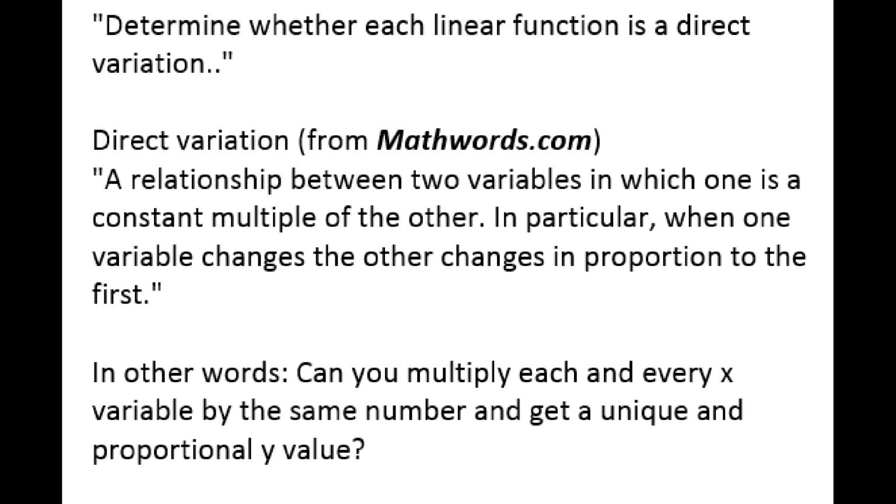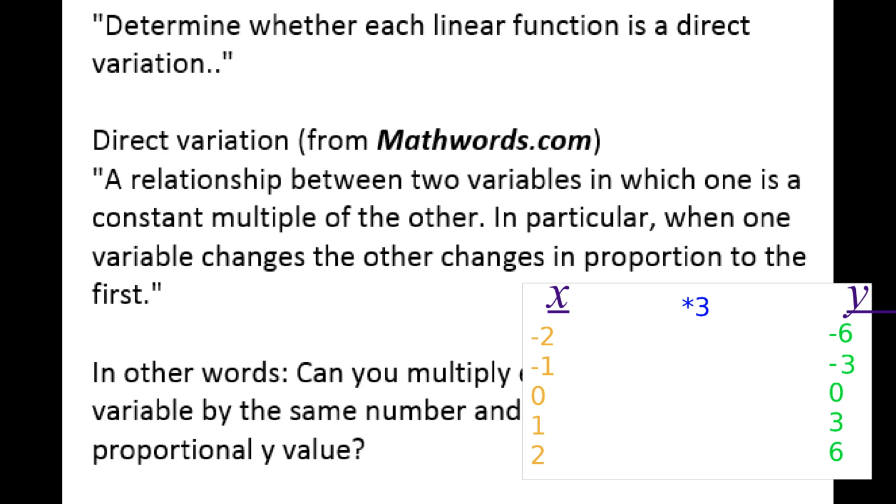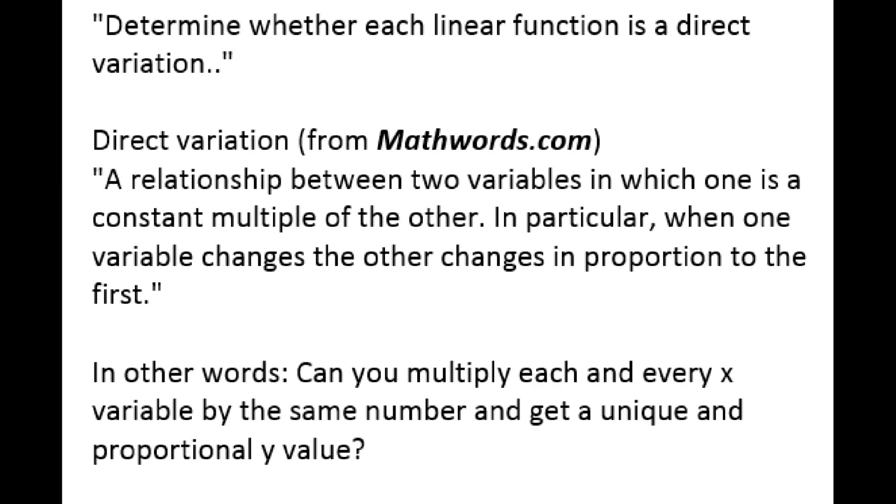So let's say you do -2 times 3, and you get -6. Then -1 times 3, that's -3. 0 times 3 is 0. 1 times 3 is 3. And 2 times 3 is 6. In every single case, we multiplied all of our x values by a single number and got a y value. That's what we call direct variation, and it's easy. Let me show you what I mean.